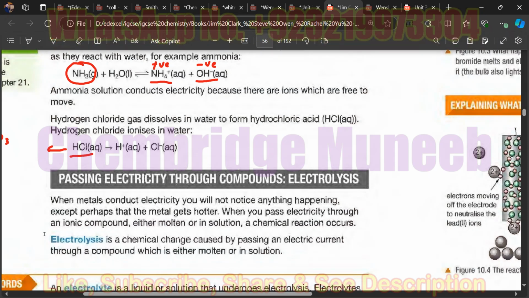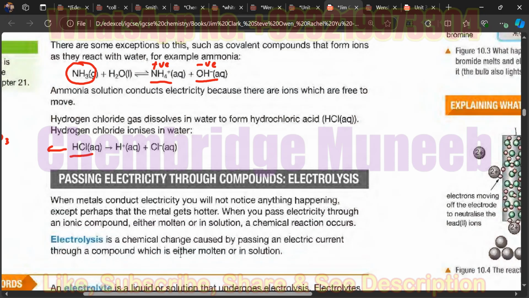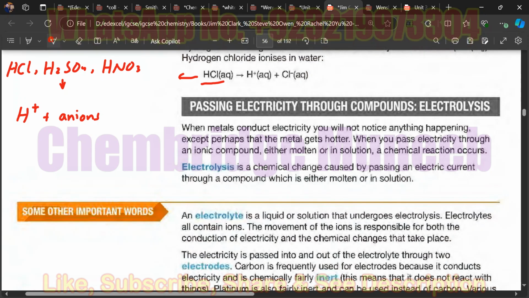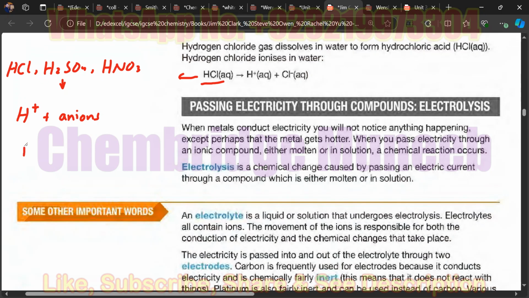Now what basically is the electrolysis? Electrolysis is the chemical change caused by passing an electric current through a compound which is either in molten or in aqueous solution form. So when we pass electricity through the molten or the aqueous solution of the ionic compound, which results in a chemical change, that is called the electrolysis.